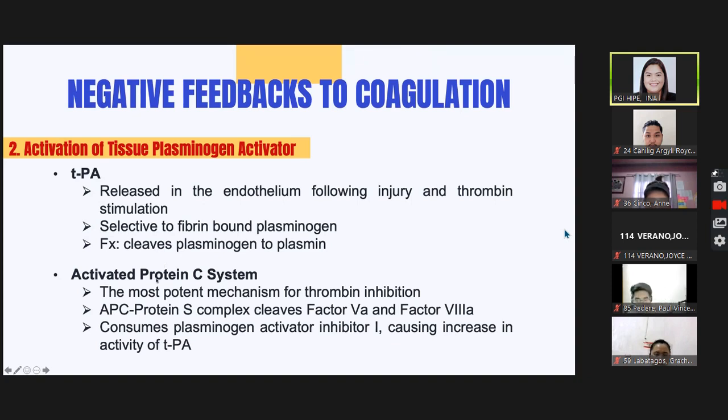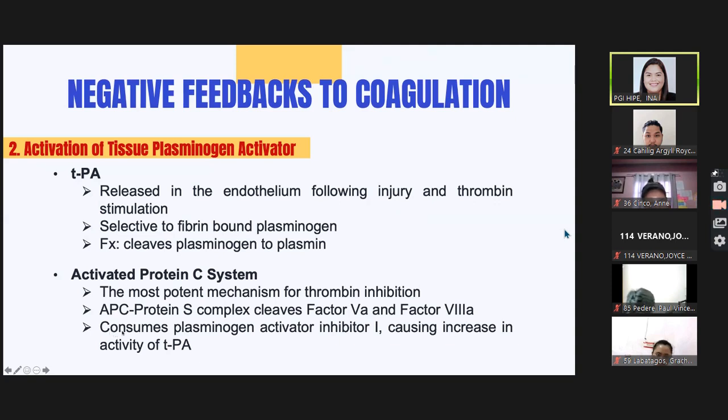And then we also have the activated protein C system. This is the most potent mechanism for thrombin inhibition. So remember, protein C, unlike your thrombin and your fibrin, this mechanism is tailored to prevent or inhibit thrombin. Therefore, its function is opposite. I hope you are still with me, guys. So we have to remember the protein C system. This is the most potent mechanism for thrombin inhibition, a counter-regulatory to coagulation. The APC, or activated protein C system, and protein S complex cleaves factor 5A and factor 8A.